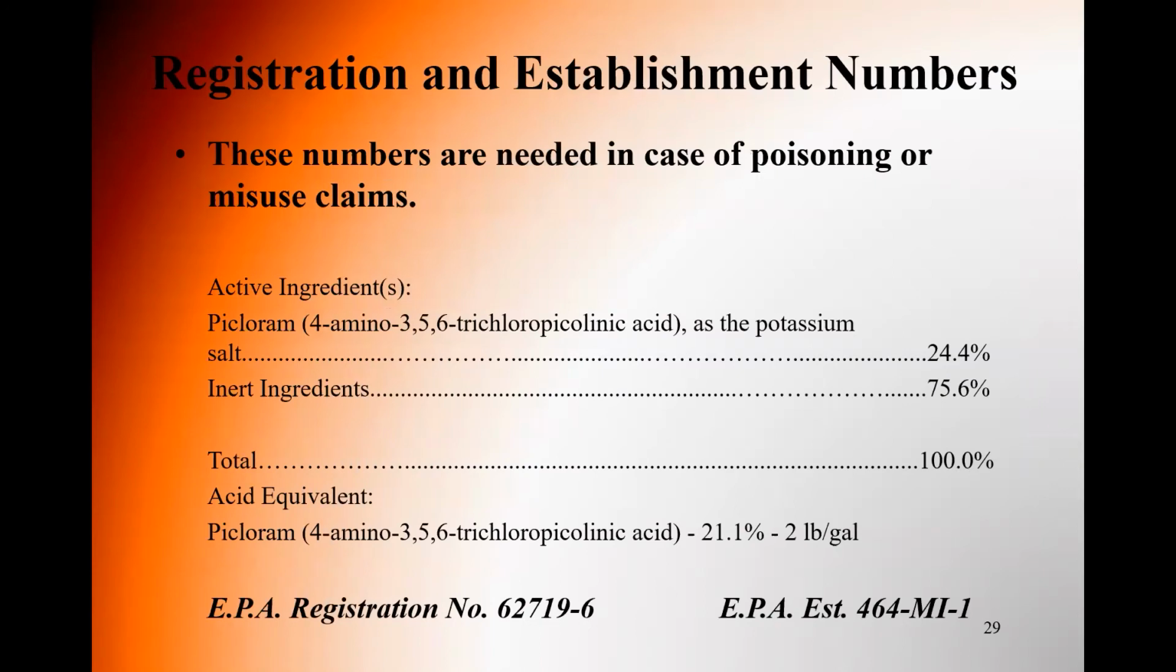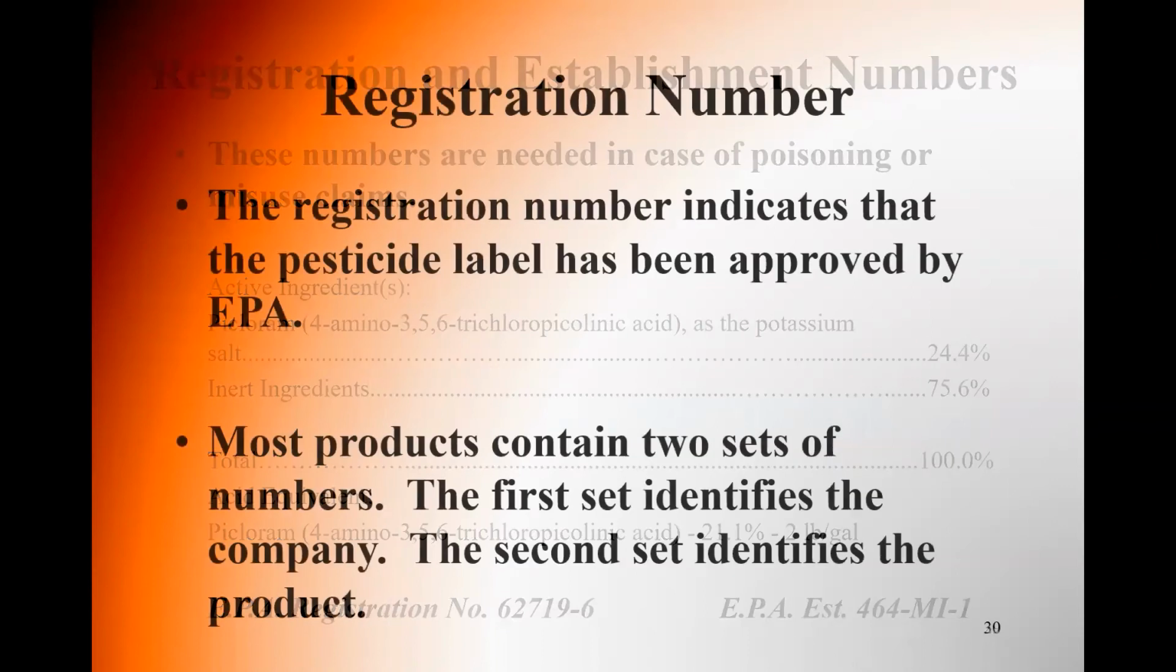These numbers are needed in case of poisoning or misuse claims: the EPA registration number and the EPA establishment number at the bottom. You'll need those in case you have to file a claim, or if someone gets sick, they'll want to know that registration number so that they can pull that product up quickly, and they have access to that label and all the information that they need without having to try to search for it.